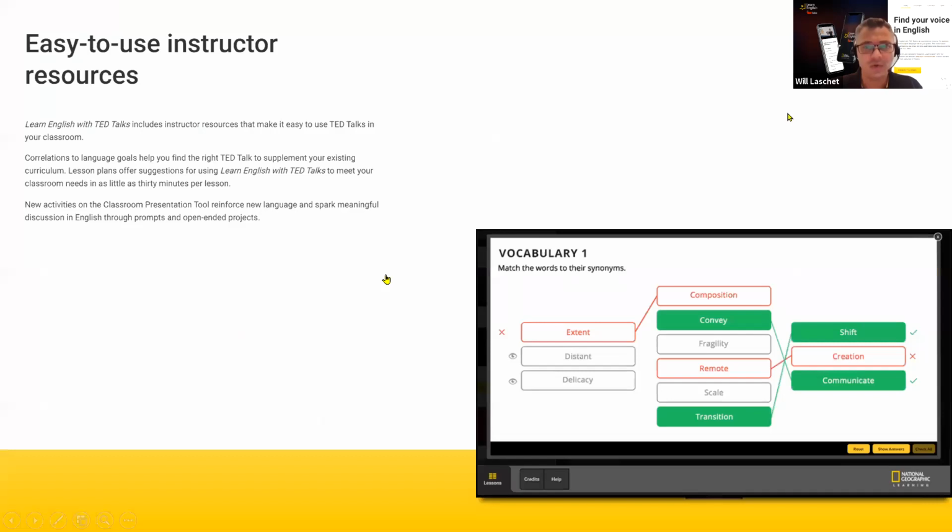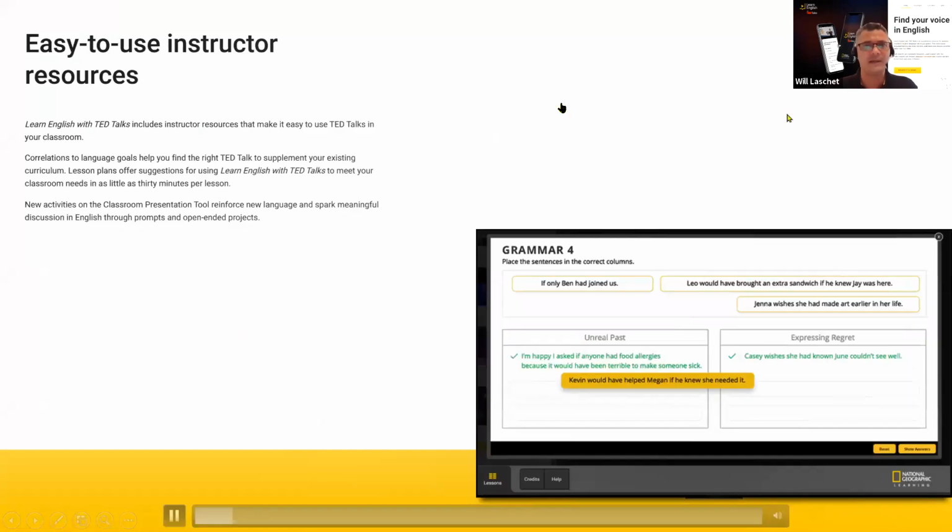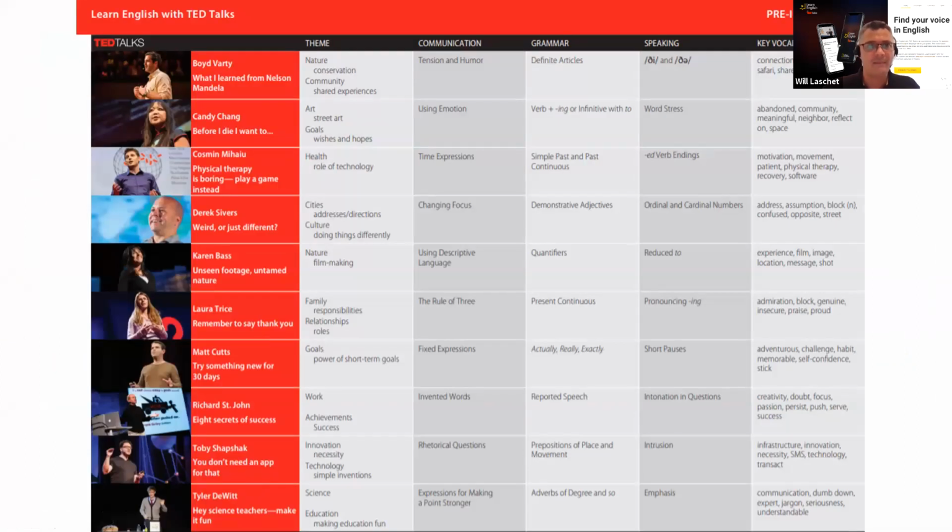I'm just going to show you, this is from the website. Okay, so we put this in the chat box earlier. There's information about this. I'm also going to show you this very quickly. So you will be able to see on the website that this is the contents, or the scope and sequence. So we can see the different elements here. So you can see for every single lesson, there is a theme, communication, grammar, speaking, and key vocabulary. This is how you use it to match the course that you're teaching.